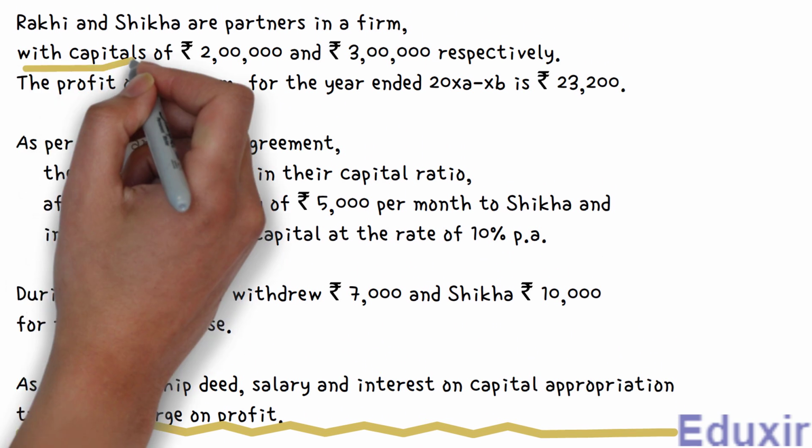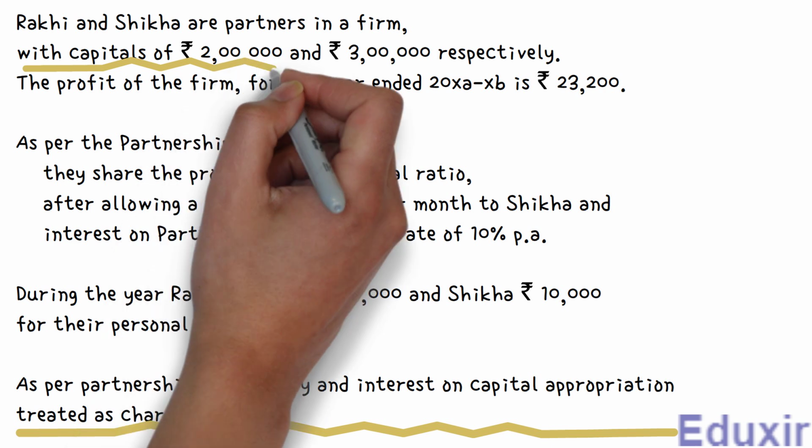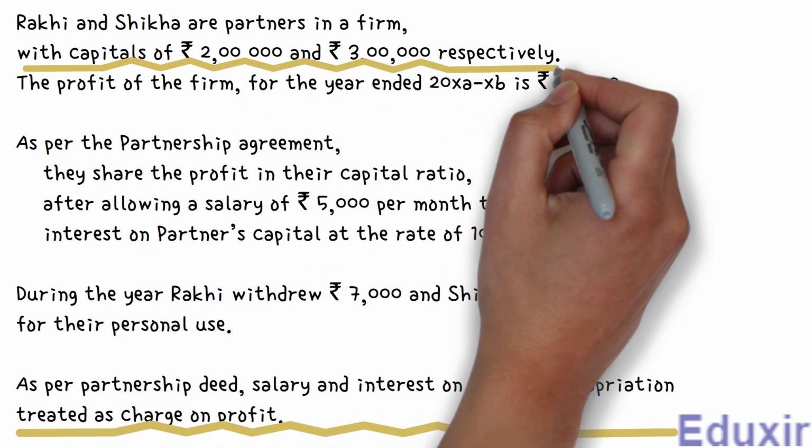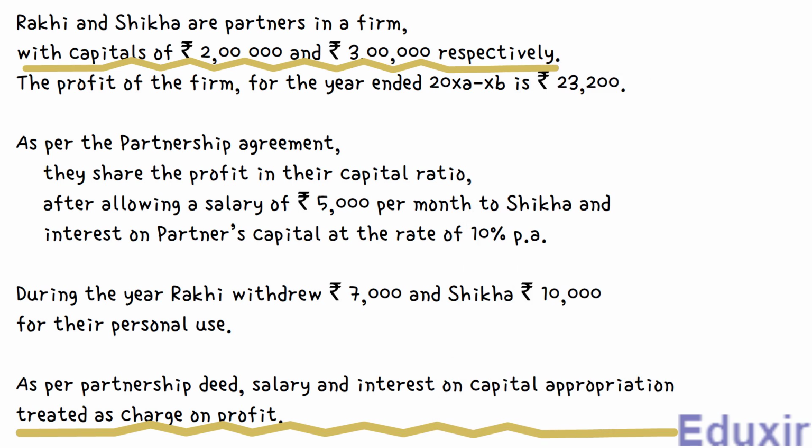It is also given that the partners Rakhi and Shikha's capitals are 2 lakh rupees and 3 lakh rupees at the beginning of this accounting period. What this means is that this is not a case wherein the business is started from scratch. The business is already there, and these capitals are brought down from the previous accounting period to the current accounting period. So, where would we post this? Of course, as these are capitals, these should be posted in the capital account. So, let us first prepare the format for the capital account.